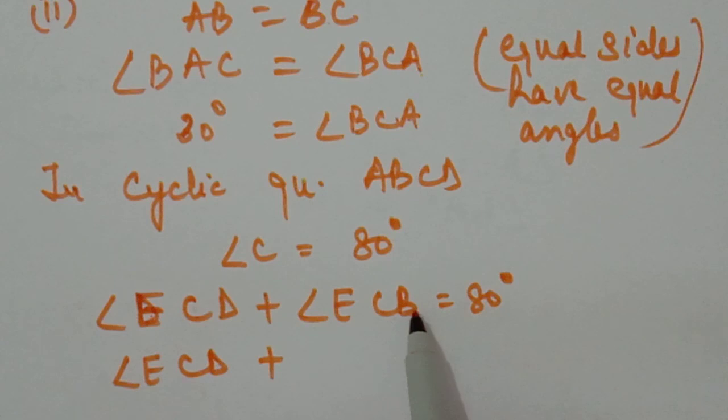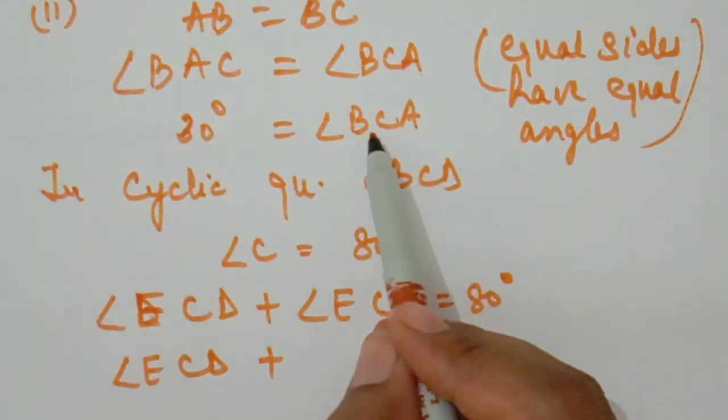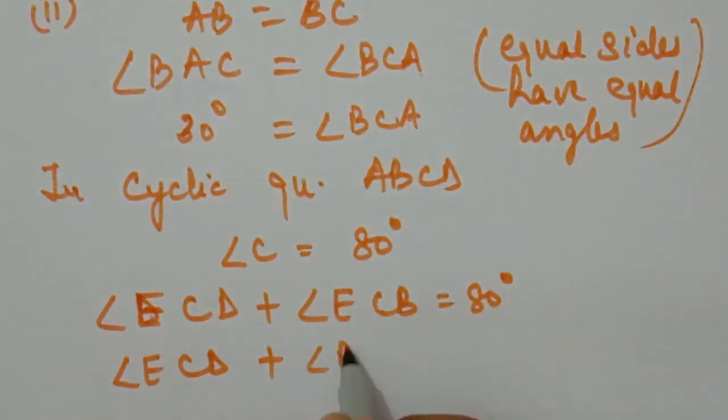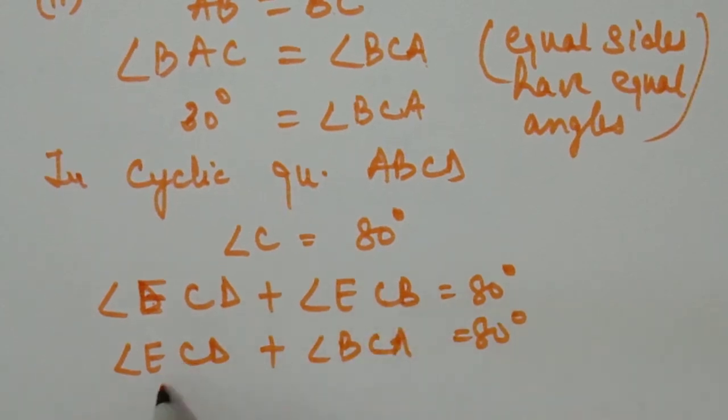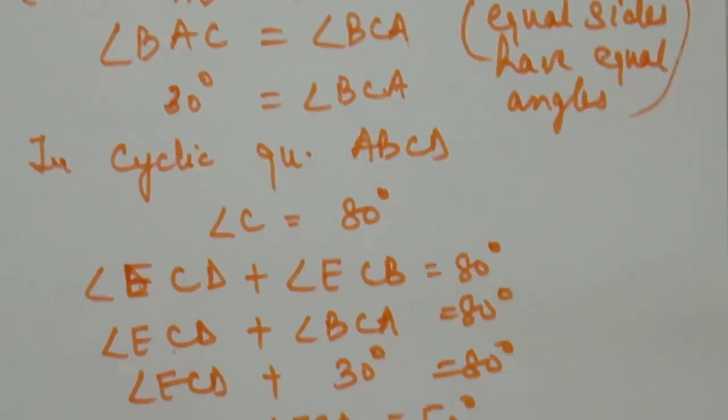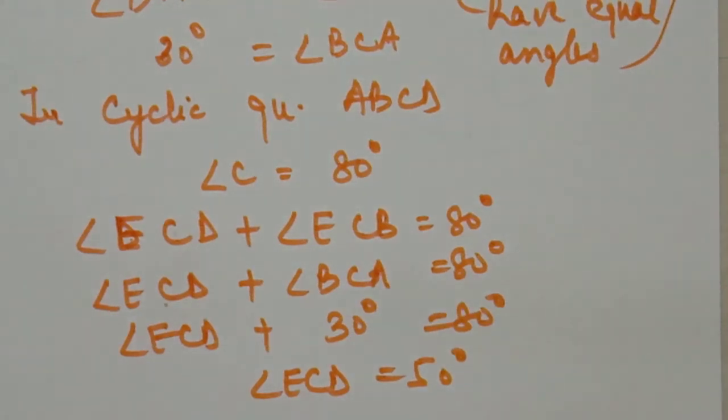ECD plus ECB is equal to 80 degrees. We can say ECB has another name, BCA, so we can replace it here. ECB and BCA are the names of the same angle. We have to find ECD. BCA is 30 degrees, already proved. So angle ECD is equal to 50 degrees. This is our answer.